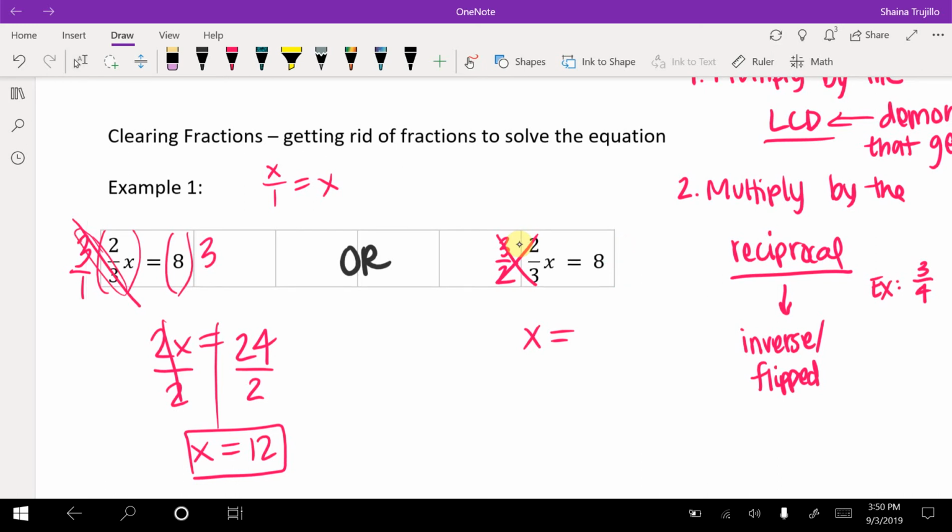Well, if you remember, 8/1 is the same as 8. And I'm going to change it to that to make it a little easier to multiply my fractions. Once I have them both in fraction form, I can just multiply straight across. 8 times 3 is 24. 1 times 2 is 2. All I have to do now is x equals 24/2, or 24 divided by 2, which simplifies to 12.